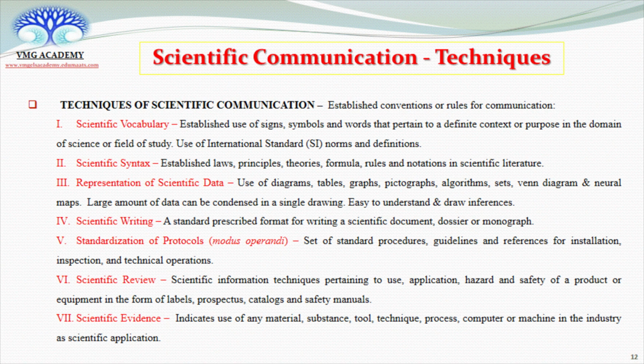These scientific writings are in the form of labels, prospectus, catalogs, and safety manuals used by various agencies. Sixth is the scientific evidence. Now, it is a technique that serves the purpose of a material evidence. Material evidence may pertain to evidence of a substance, a tool, a technique, a process, a computer application, a machine, or any industrial equipment.